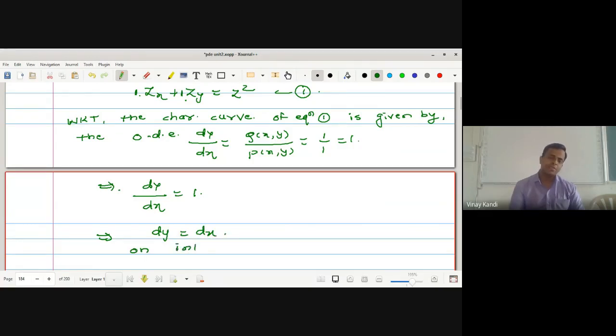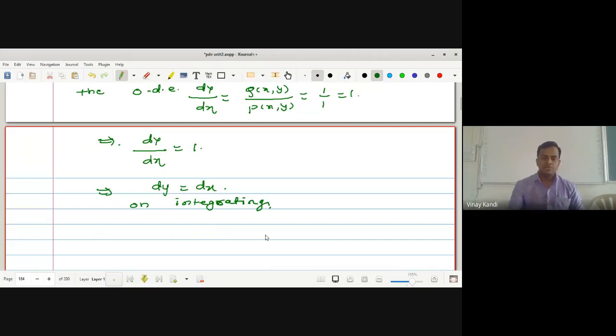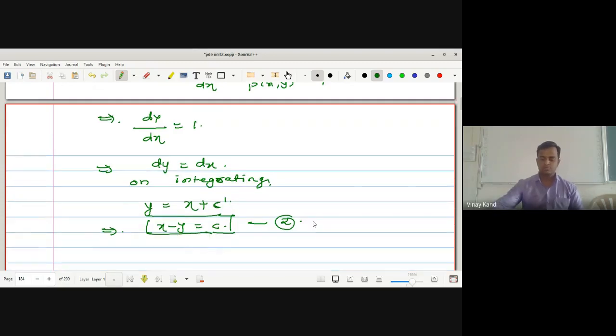On integrating, we get y is equal to x plus c dash, which implies x minus y is equal to c. So this is the characteristic curve. Give it as equation number 2. This is the characteristic curve of the given partial differential equation 1. Now, we again know that the one parameter family of characteristic curves given by equation 2 have the property that z of x, y must satisfy the ordinary differential equation.